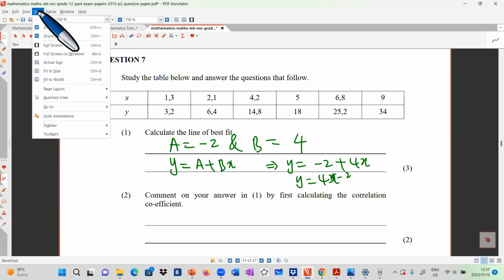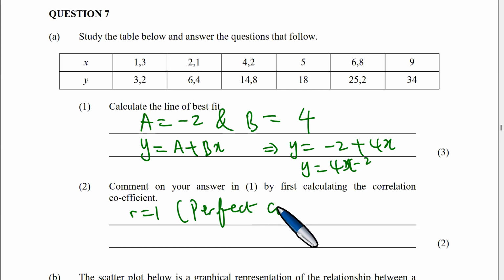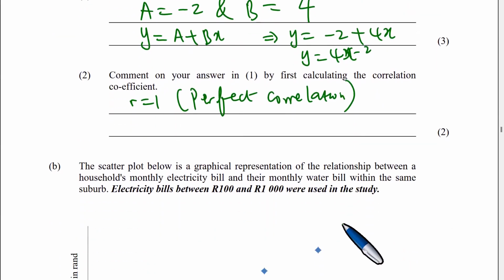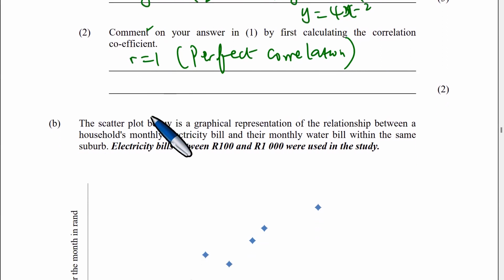Okay, so we have seen that. First things first, we can see the correlation coefficient is 1. Then we have a perfect correlation. Continue quickly. Perfect correlation, because obviously we're to comment on the answer, but we're getting 1, which is a perfect correlation, because normally it's like 0.9 something, 0.8, but this is perfect, because it's 1.